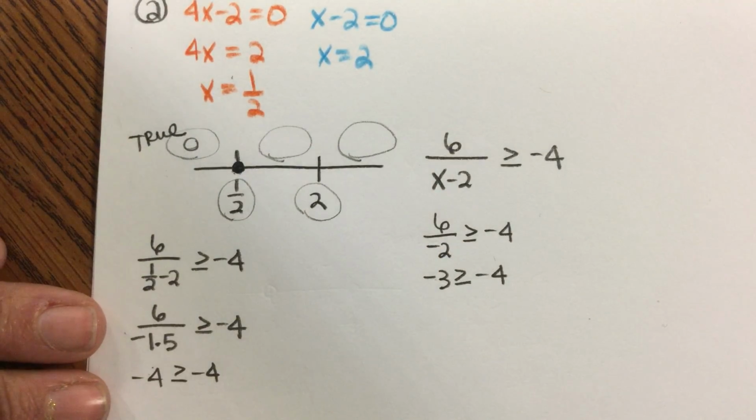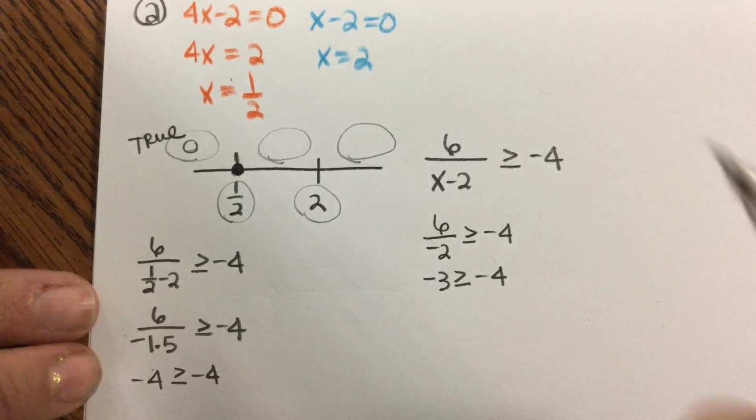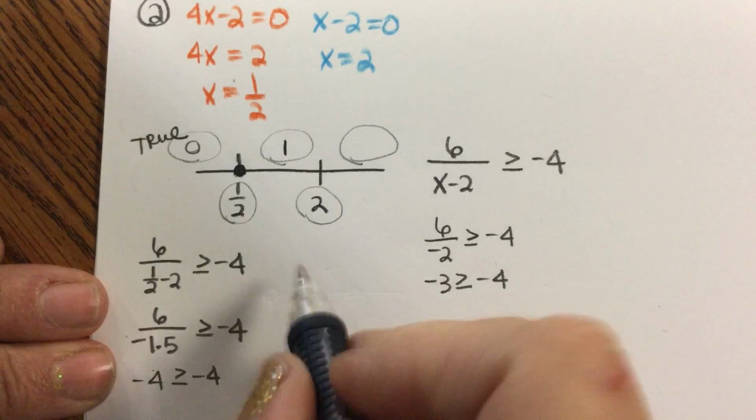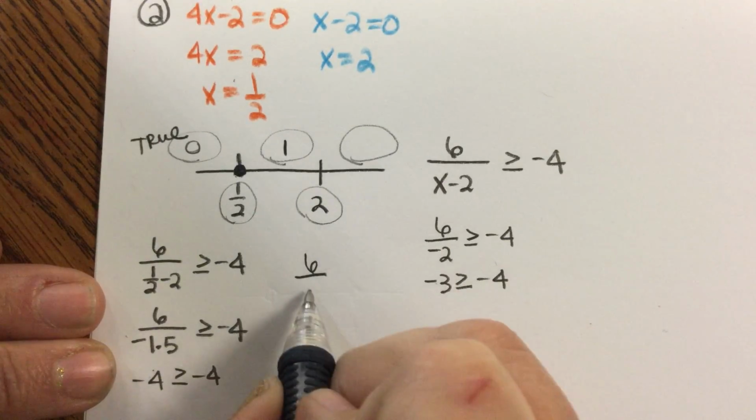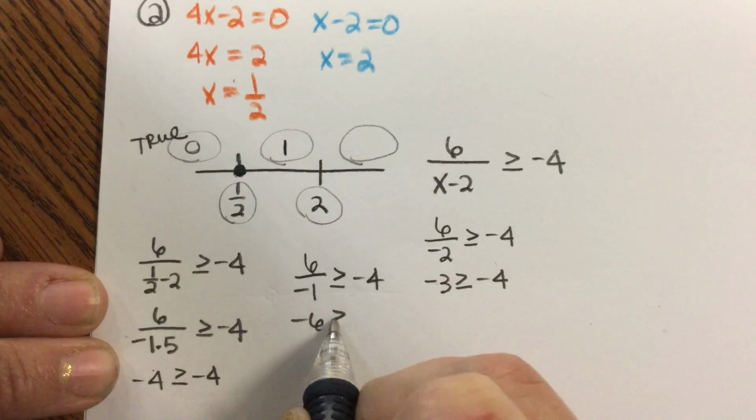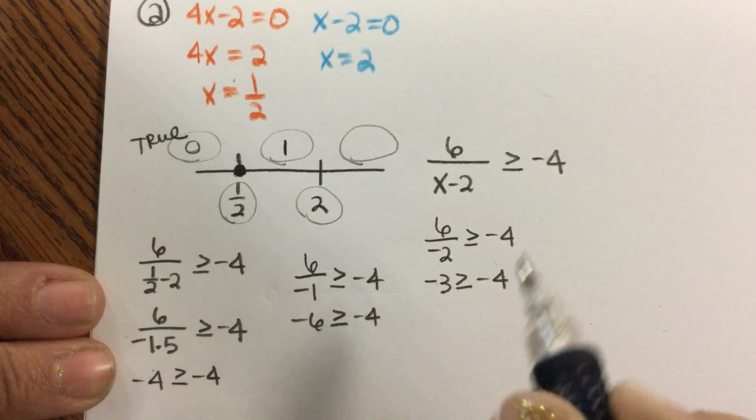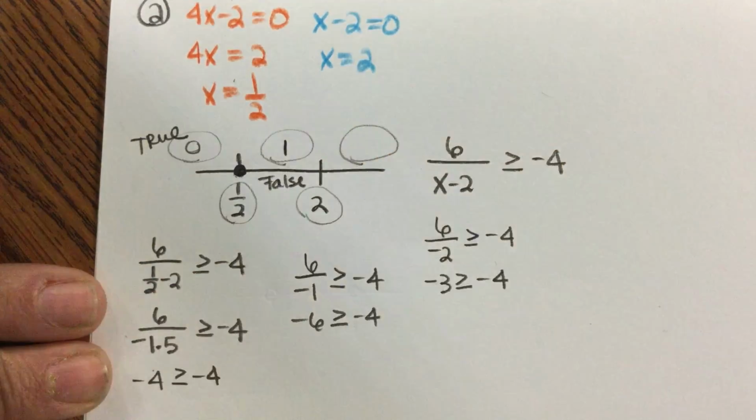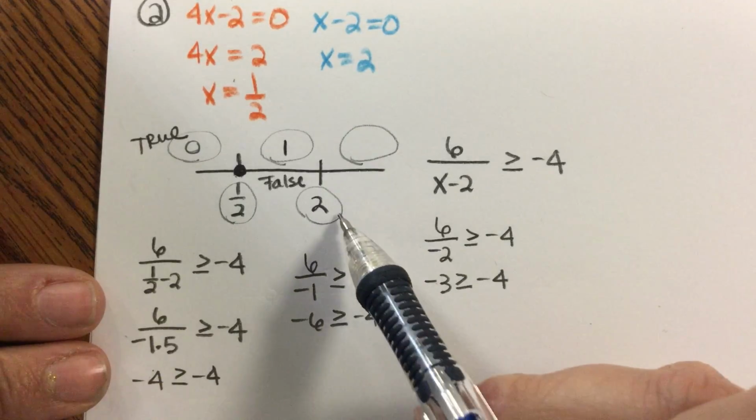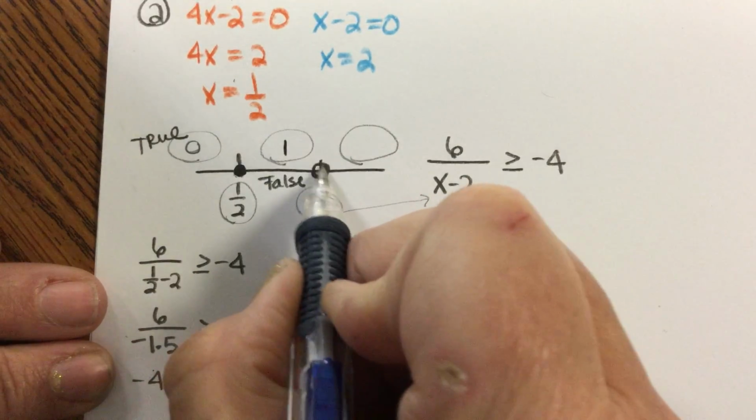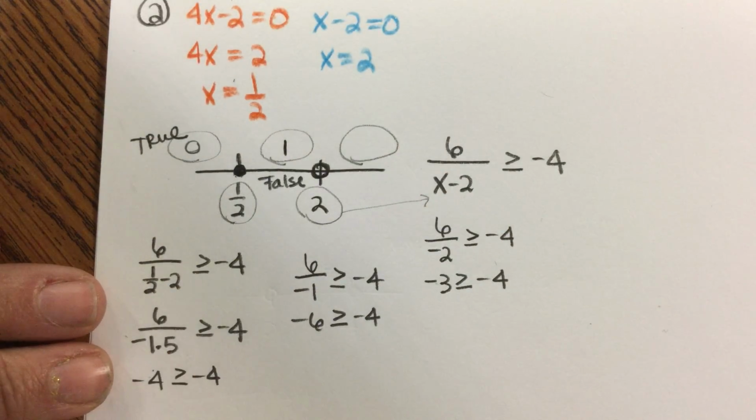Now I need a number between 1/2 and 2, so I'm just going to pick 1. We're going to plug that back into the original. I have 6 over 1 minus 2, which gives me -6, has to be greater than or equal to -4. -6 is not greater than or equal to -4, so this is going to be false. Now we have to pick 2. If I plug 2 in here, that's going to make it undefined. So this is going to be an open circle. It can't include it because the denominator can never go to 0.